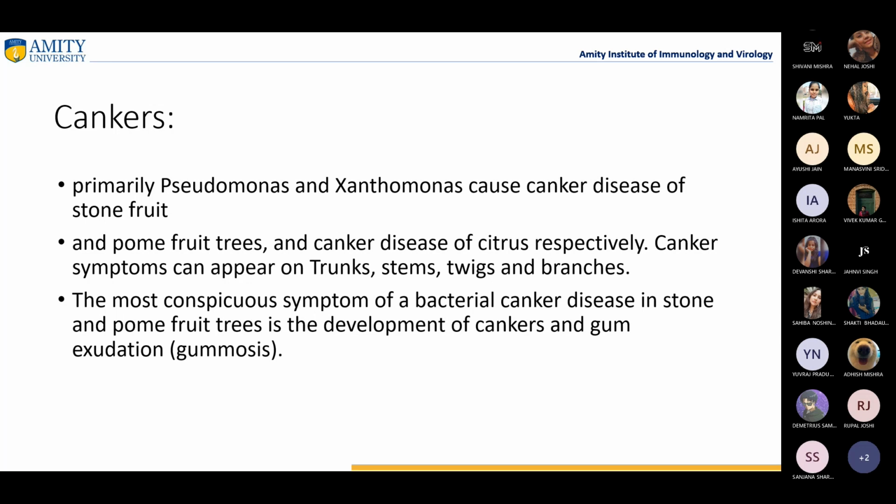When we talk about stone fruit and pome fruit, pome fruits are trees such as apple and pear. And stone fruits include plum, peach, cherry. All these are stone fruits because their endocarp is stony. If you eat them and look inside, there is a very stony endocarp. So that is why they are called stone fruits, right?